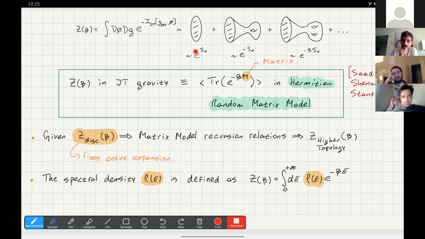Nico, I didn't get the answer to that. Yeah, the matching is order by order. Non-perturbative effects, we don't know what can happen.